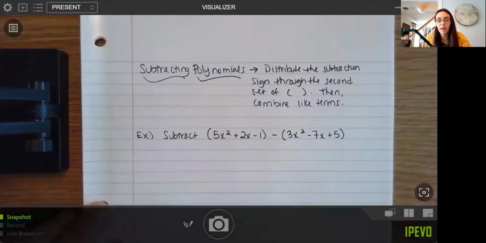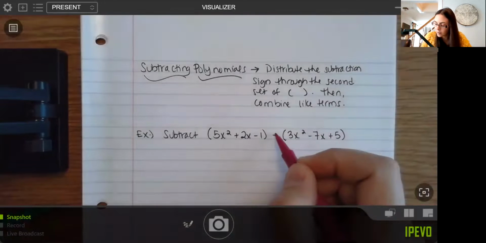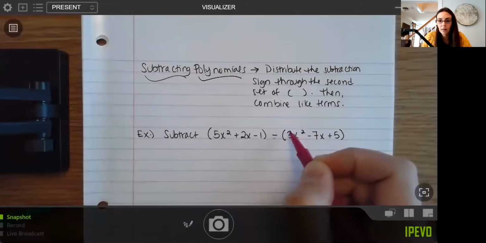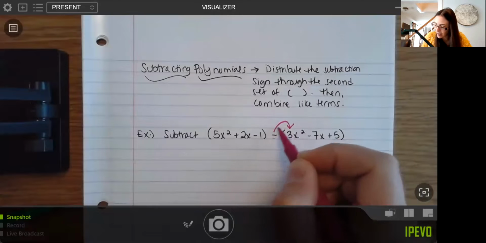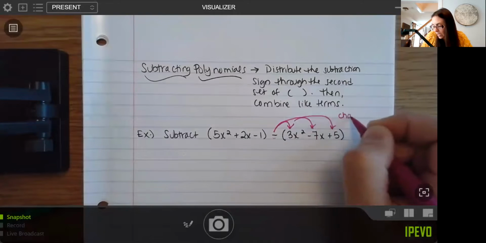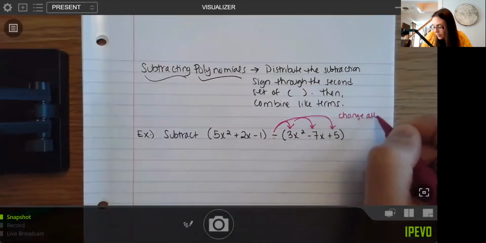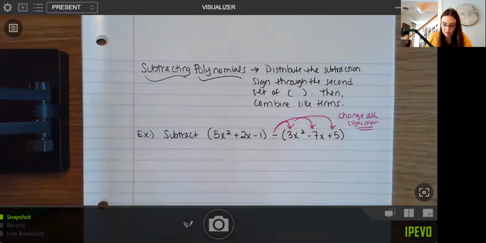So here I have an example. I'm subtracting two trinomials. Each of them has 3 terms. So here's what you have to watch out for, and a lot of students make this mistake. They'll distribute the minus sign to the first term, but not everything else. So you need to make sure you use that minus sign on every single term. So what's going to happen is it's going to change all the signs that are inside the parentheses there.